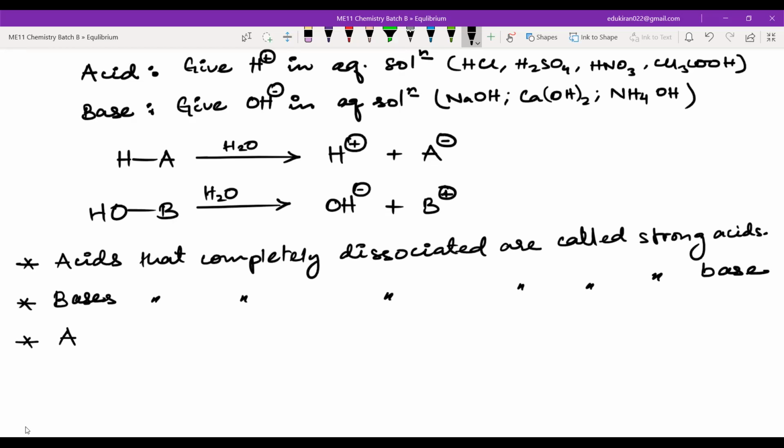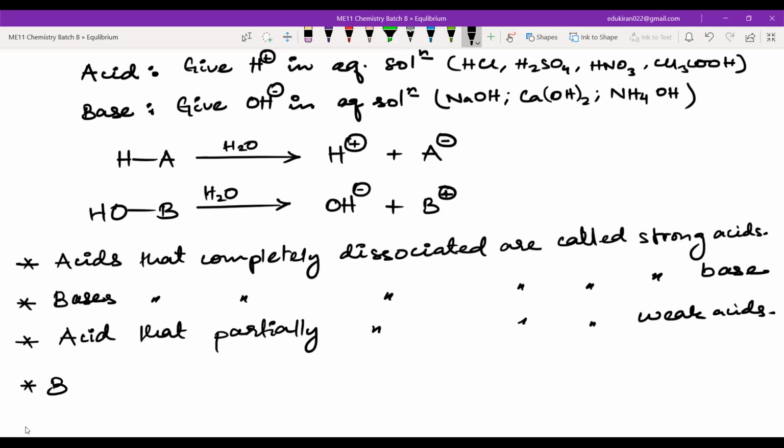If I have an acid that is partially or incompletely dissociated, it is called a weak acid. Similarly, if I have a base that is partially dissociated, it is called a weak base. Write this down, let me know later.